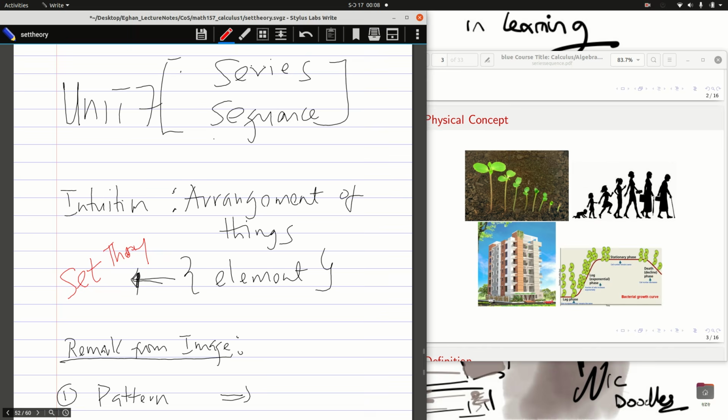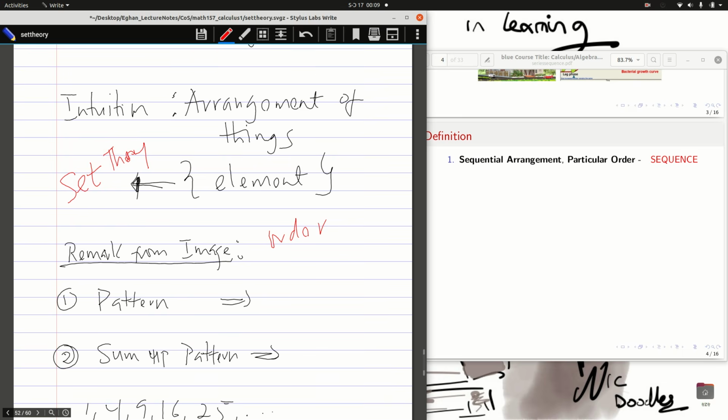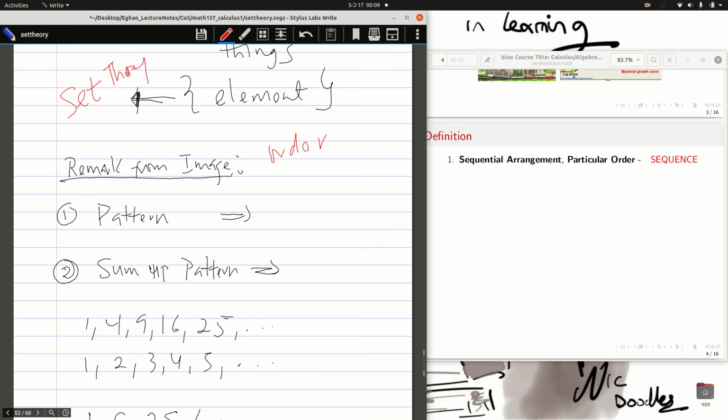If you are building a story building, you first have to clear the land, you get your foundation done. You can't tell me you can lay the 4th floor without a foundation being done. No. So there's a particular pattern, there's an order. So let me use the word order of arrangement. The last image has to do with how bacteria grow. They have a curve they follow. So from these images we have a fair idea of what we should expect in our series and sequence.